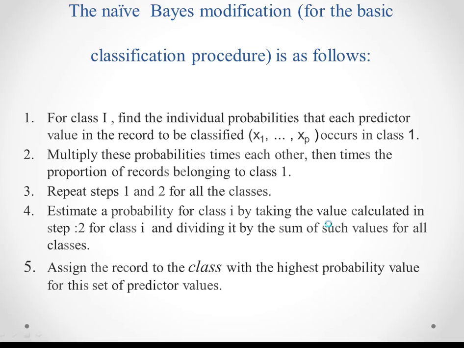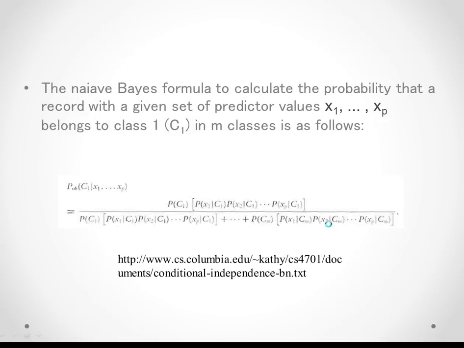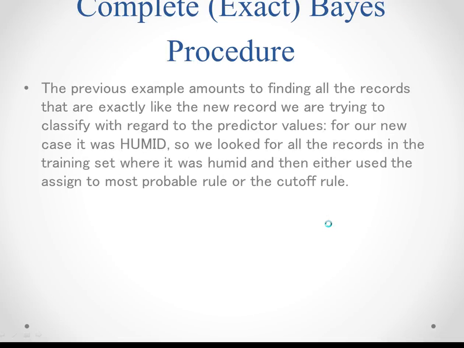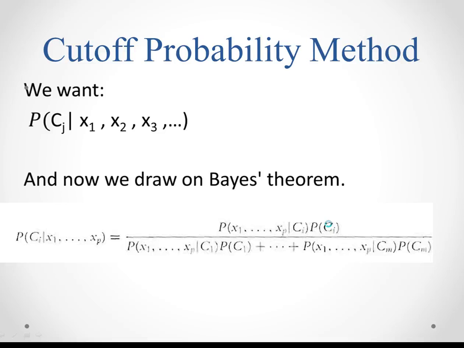For class 1, find the individual probabilities that each predictor value in the record to be classified occurs in class 1. Well, let me show it to you. Putting it in words makes it really complicated. Okay, so here is what we had, and this is the exact one.